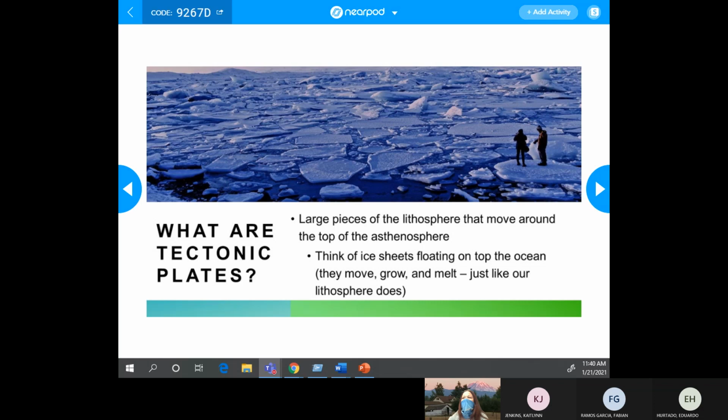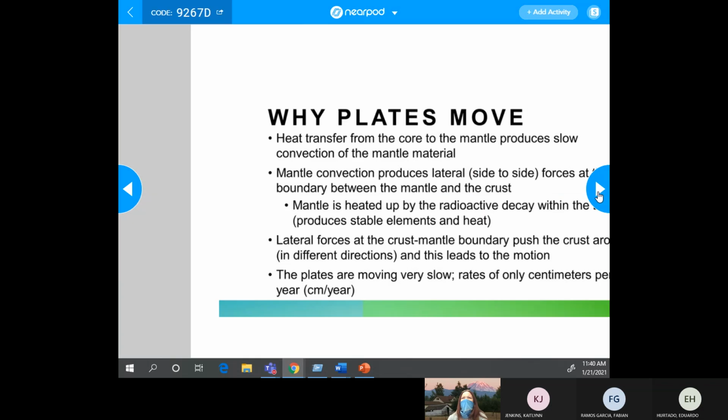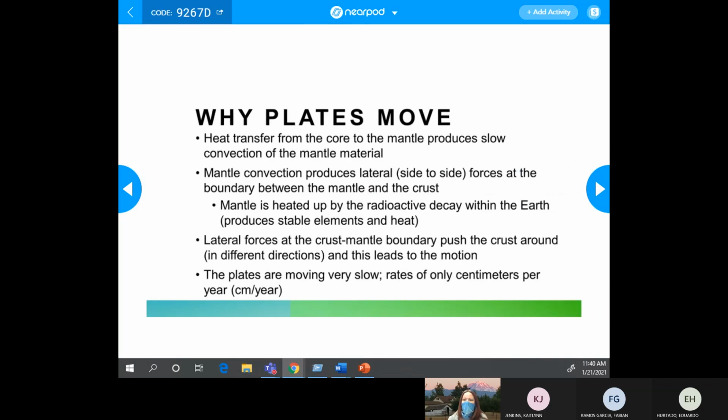All right, gonna move on. So why do they move? It is all back to the convection currents that we talked about last week or earlier this week even. That's that heat transfer from the core into the mantle, and it produces a very slow convection of that mantle material, because remember, that's not 100% solid.